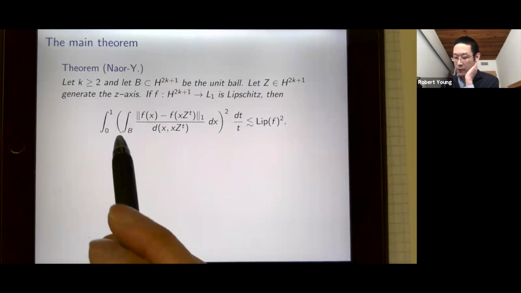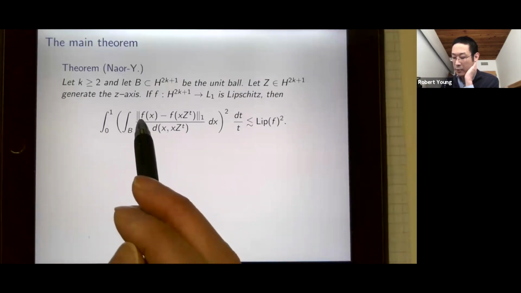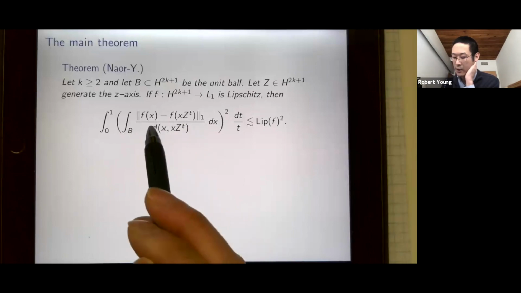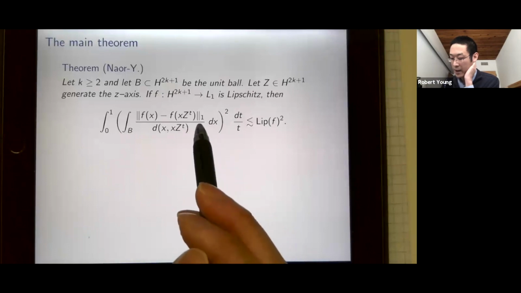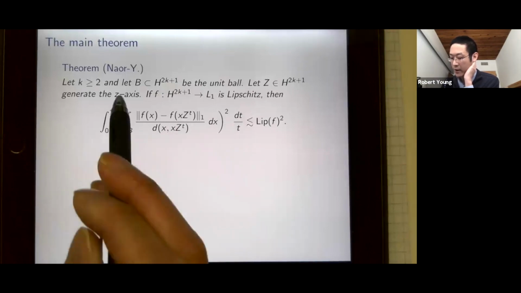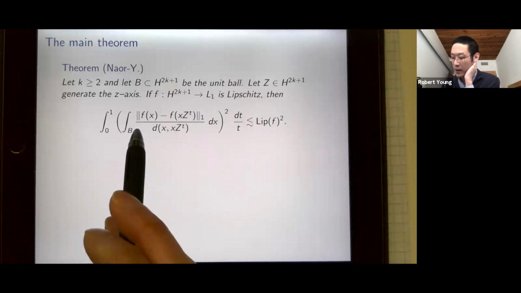We're integrating from 0 to 1 the integral over B of the distance between f of x and f of xz to the t over the distance between x and xz to the t with respect to x. And then we square that and we integrate that from 0 to 1 with respect to dt over t. So let's take this from the inside out.